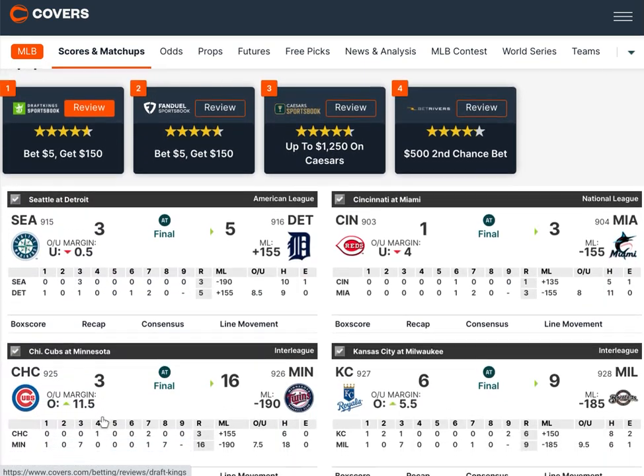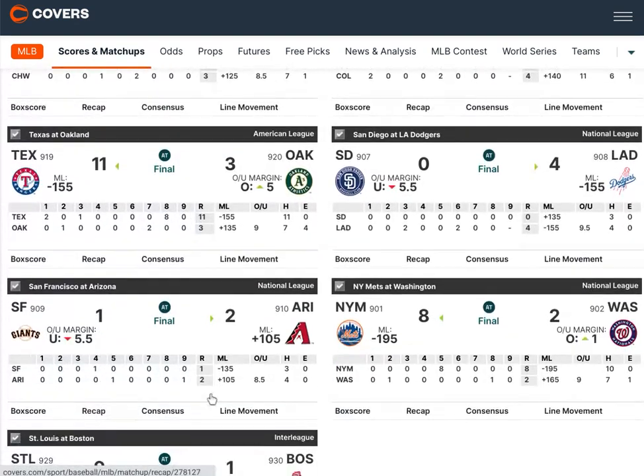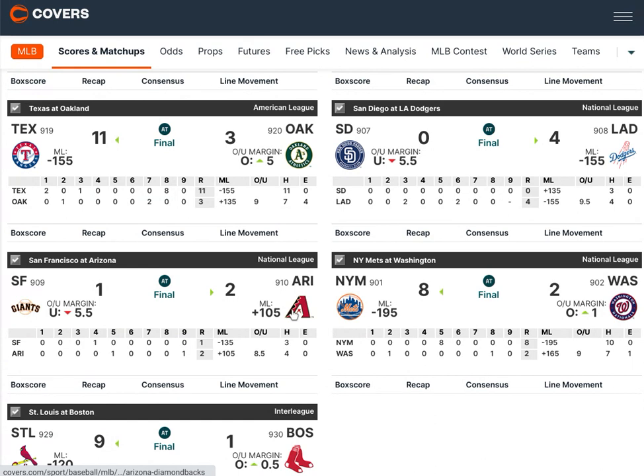So that would have been a win using only the last 7 stats via the model. And the exact same thing with this game down here. Using the last 7 games of stats, the model had Arizona favored and San Francisco as the dog.